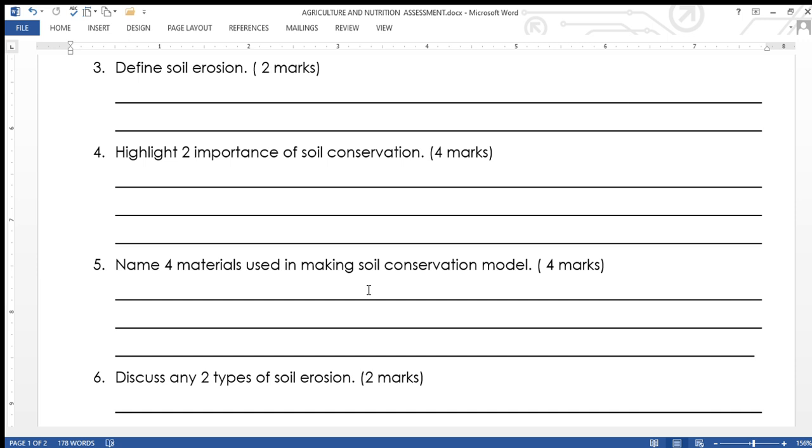Yes, group 5. Some of the materials used in making a soil conservation model include carton, paper mache, plant materials, small stones, cardboard. Very fast. Can you repeat? Some of the materials used in making soil conservation models include carton, paper mache, plant materials, small stones, cardboard. Very good, very good.